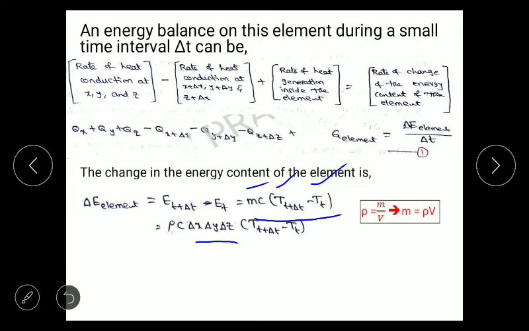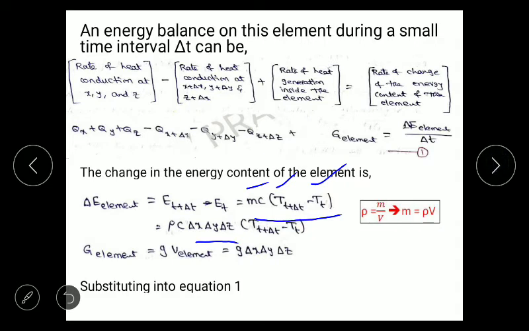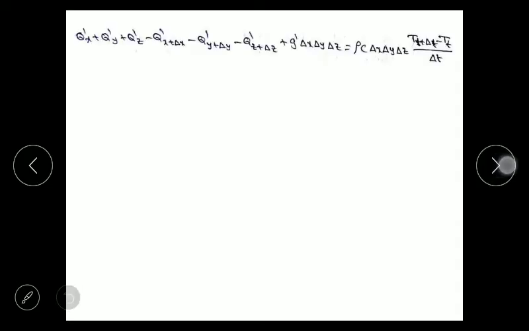Now the internal heat generation of the element, capital G, can be written as small g into volume. Small g is whatever heat is generated at any point in the element, and it is multiplied with the volume of the element. We obtain the total internal heat generation. So small g element equals capital G element equals small g into volume. The volume is delta x into delta y into delta z.